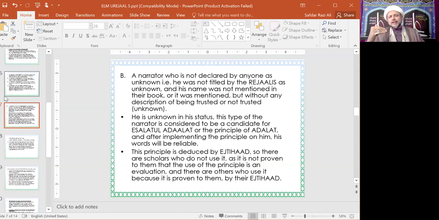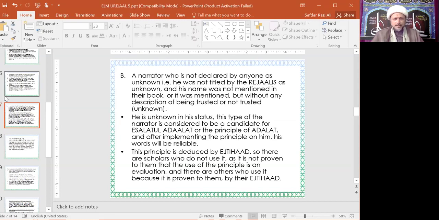So we have three types of declarations: so-and-so is not trusted, so-and-so is trusted, so-and-so is unknown. For these three declarations, we don't apply this rule. When they don't declare anything, they say so-and-so, Ali ibn Muhammad. He was known, but the Rijalis did not say he's not trusted, they did not say he's trusted, they did not say he's unknown in his status. They did not talk about his status. Here, we will apply this rule, Isalatul Adala.